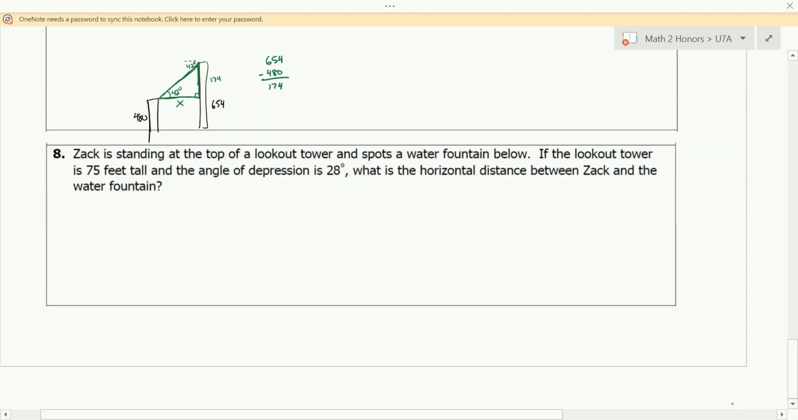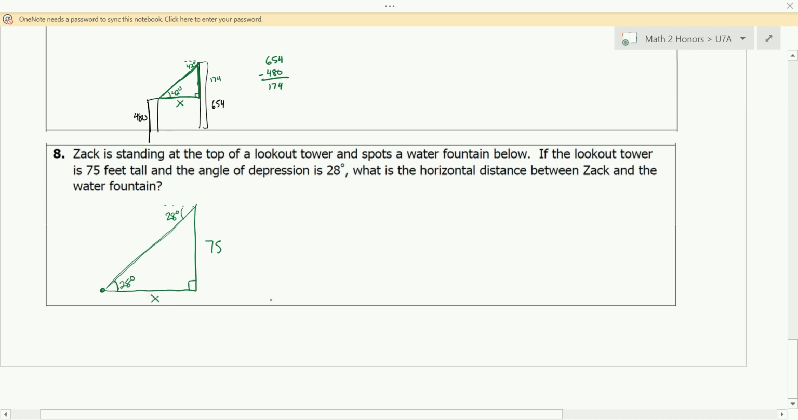All right, so here we have a lookout tower that Zach is standing on top of, 75 feet tall. We're kind of ignoring his height. Angle of depression, so he's looking at a water fountain. So let's say right over here, he's looking down at it. So we get our right triangle here. And he's looking down, so that's the angle of depression here at 28 degrees. If you were at the water fountain looking up, that would also match it, 28 degrees here. And we're looking for the horizontal distance, x.